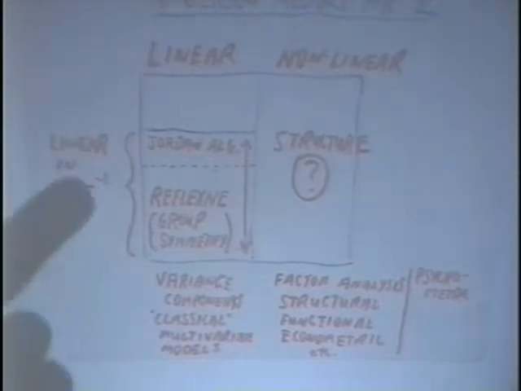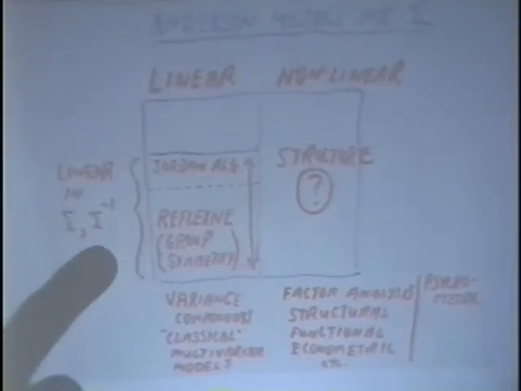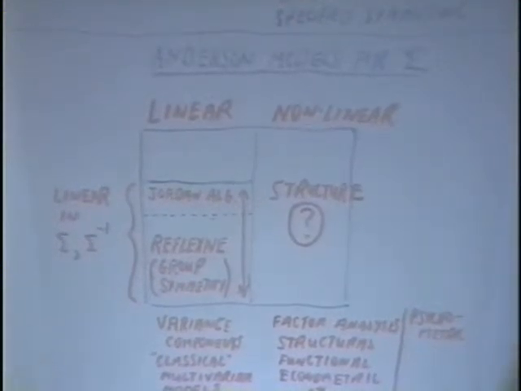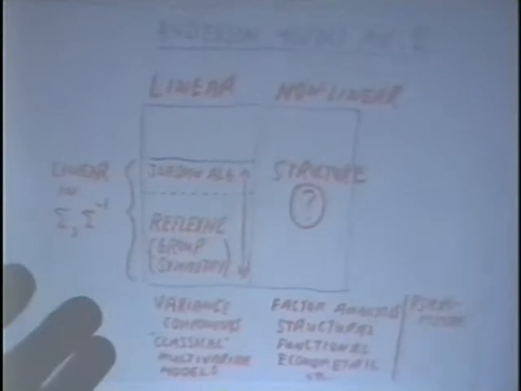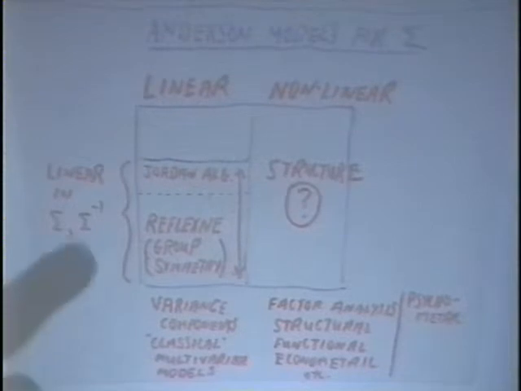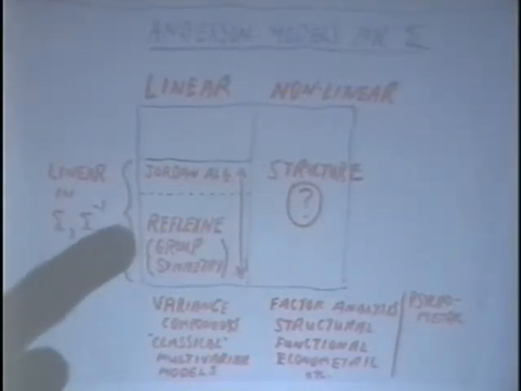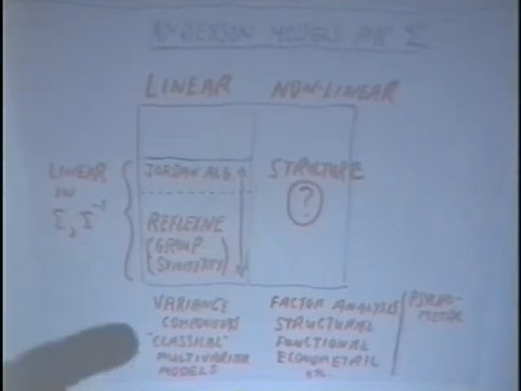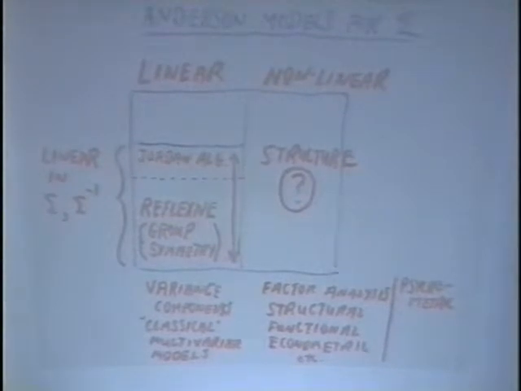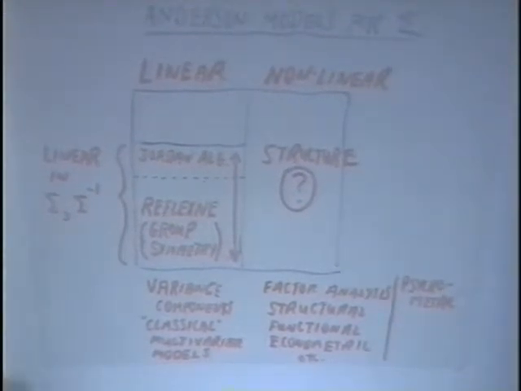Of the linear models, those that are linear in both sigma and sigma inverse, that is, those matrices sigma of this form whose inverse is again of this form for the same G's, comprise a class introduced first by Professor Anderson, studied, I have that on the next slide, but studied by Seely, Søren Jensen at Copenhagen. Those are the Jordan algebra models, and an important subset of those models are the reflexive or group symmetry models. These reflexive models include all classical multivariate models, those, for example, in Professor Anderson's book.